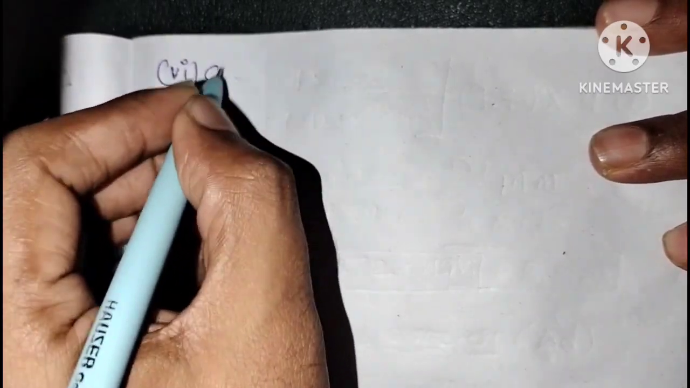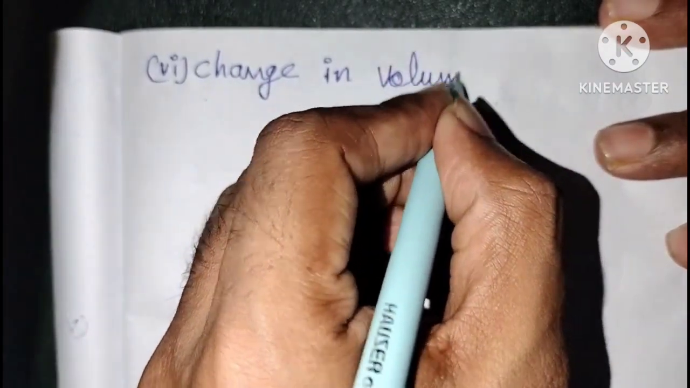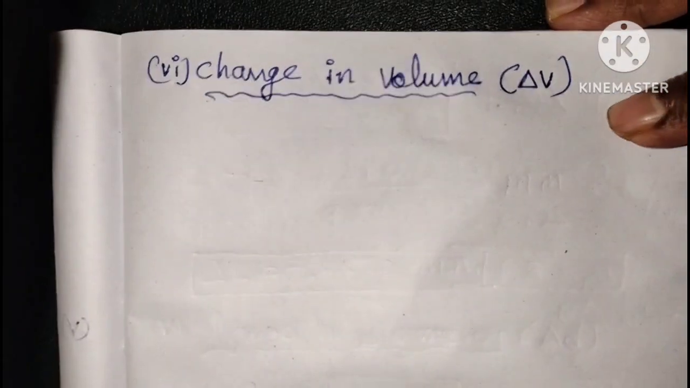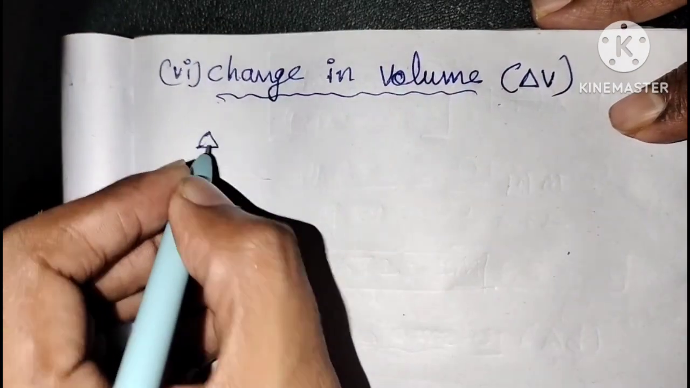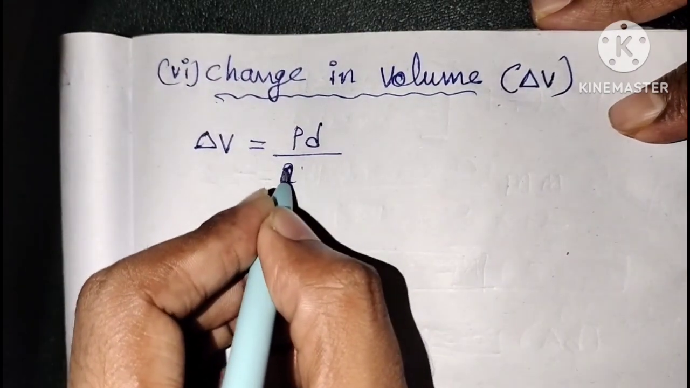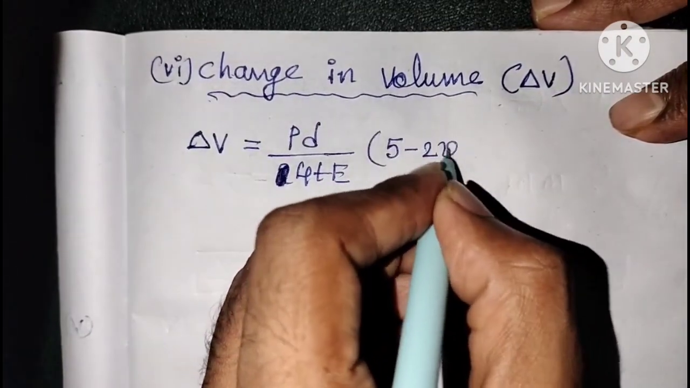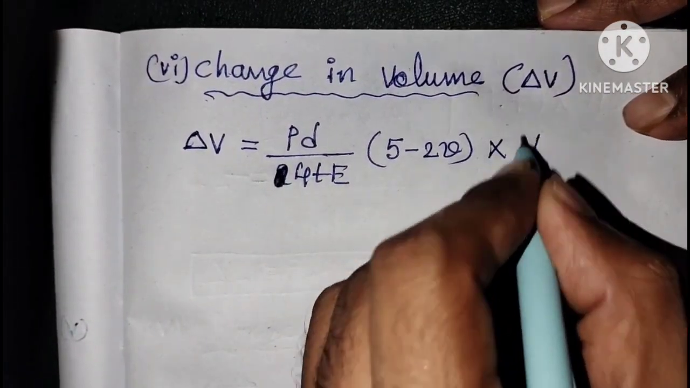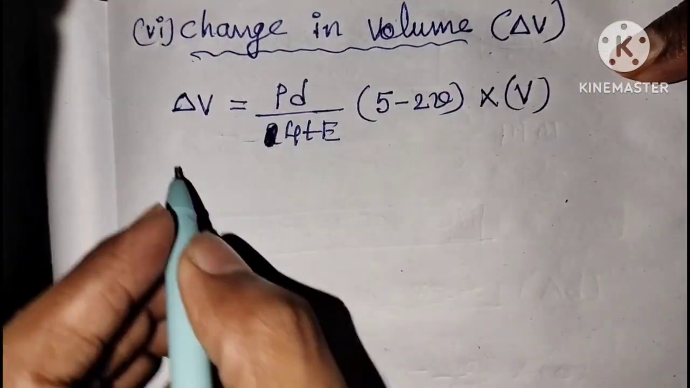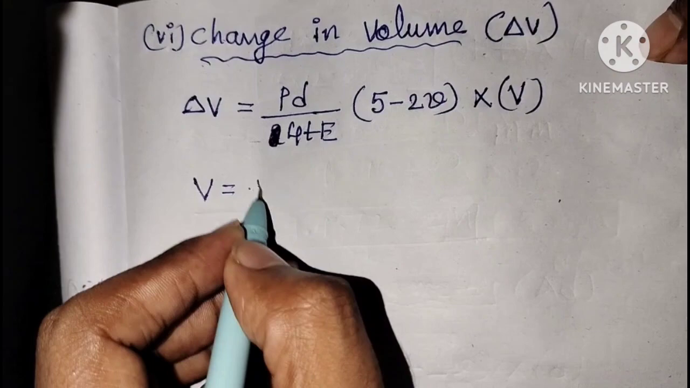Question, change in volume. So it is denoted by delta V. We need change in volume. So change in volume, delta V is equal to formula PD by, as usual, PD by 4TE into 5 minus 2 nu into V, where V is original volume of the cylinder, initial volume of the cylinder. So first of all let us find the volume of the cylinder.